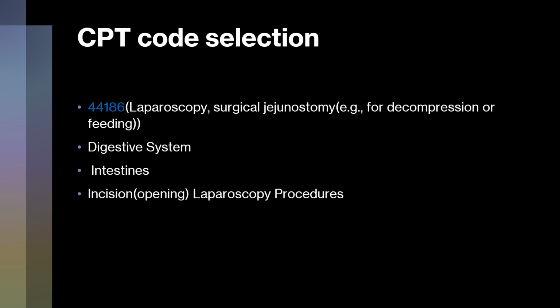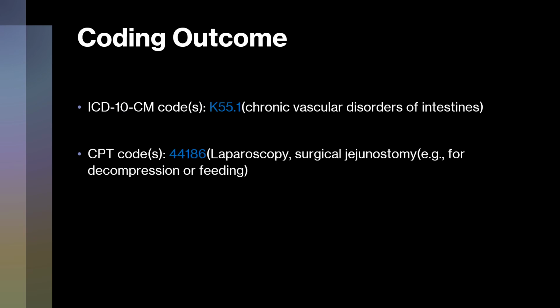So again, we're going to identify our particular system. Once we get to the correct system, we're going to look for the anatomical location, and in this case it is the intestines. And then we're going to look for the type of procedure that was performed, whether it was an incision, excision, or was it performed laparoscopically. In this case, it was performed laparoscopically, so our CPT code is 44186.